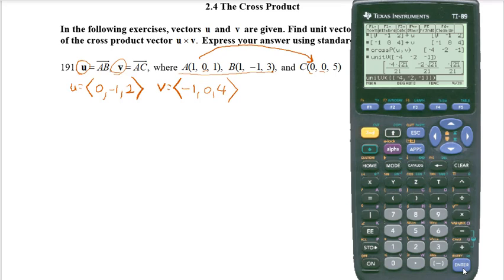Here's the unit vector. So the stuff that we just did in the previous one manually, we did here on the calculator. Now of course they were asking us to write this in linear combination form. So we have a negative 4 root 21 over 21 i and a negative 2 root 21 over 21 j and a negative root 21 over 21 k. That's our answer.